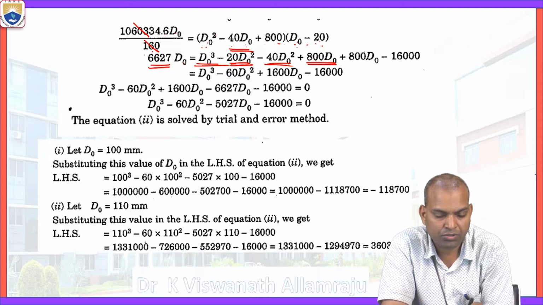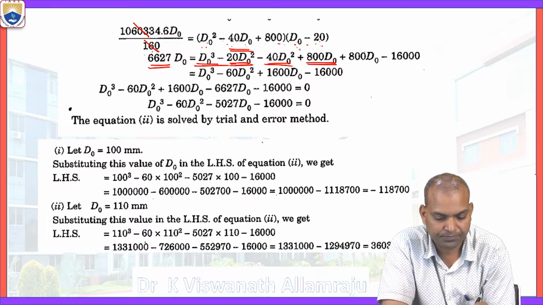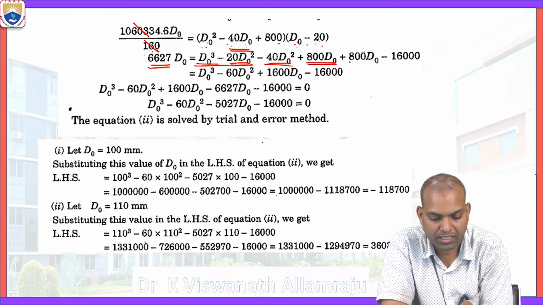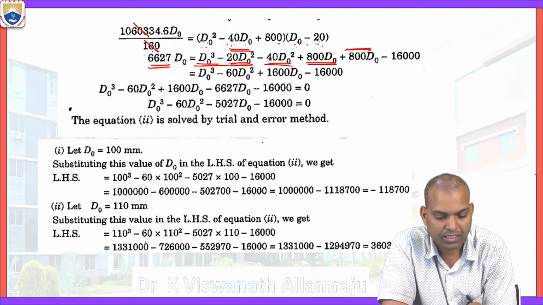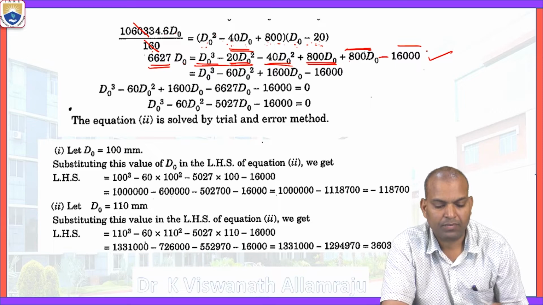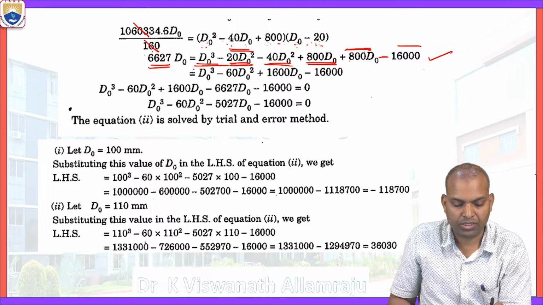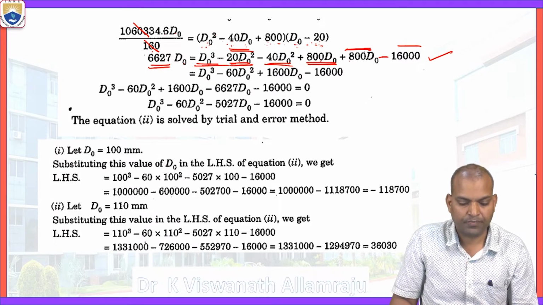Next, negative 20 and negative 40, what happens? That is positive. That means 40 times 20, that is 800. Minus into minus, that is positive, that is 800 do. Next, negative 20 times positive 800, that means negative 800 times 20, that is 16,000 negative. Okay, total how many? With this, 1, 2, 3, 4, 6 terms.